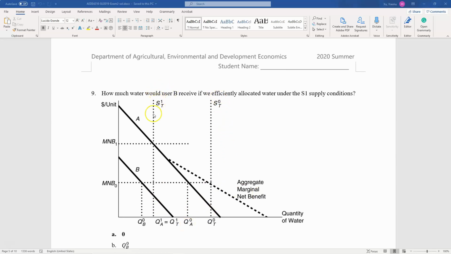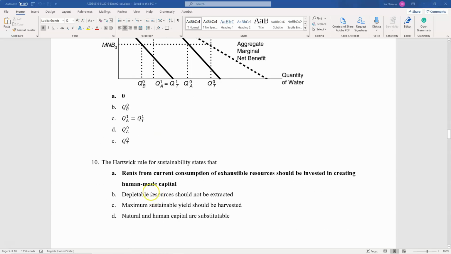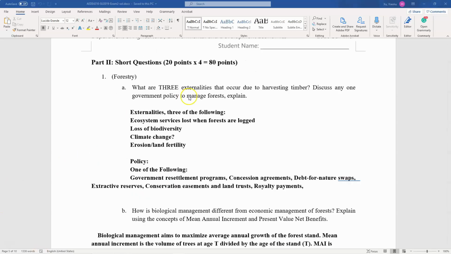For S1, A would get everything. A would get all of the water, and B would get nothing. And for question 10, the correct answer is A, and it is just the definition of Hartwig rule. Then we move to the short answers.